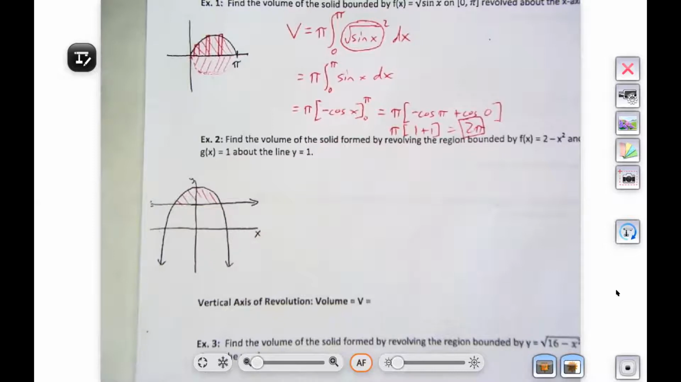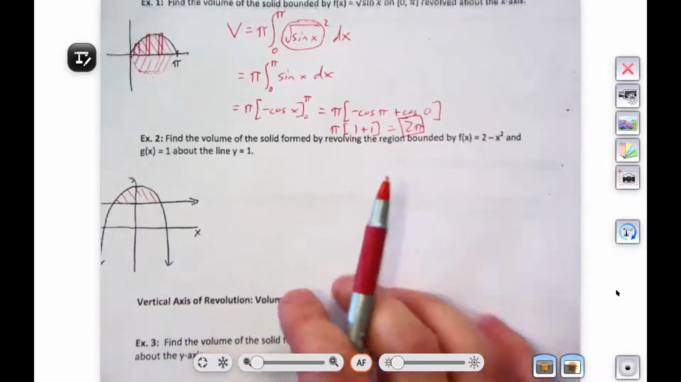I find the region. I'm like, am I in terms of x's or y's? Is it a disk or a washer? That's the catalog that I run through in my head. Once you do that, then finding the r's is where all the fun begins. All right, so let's do this.